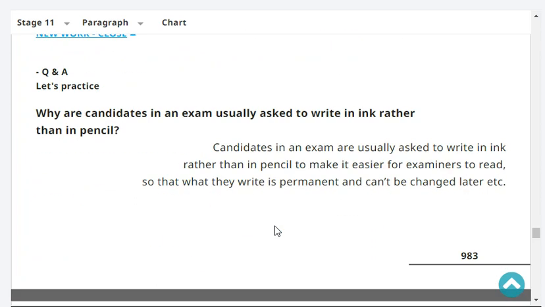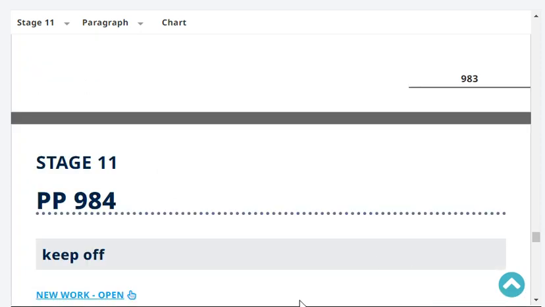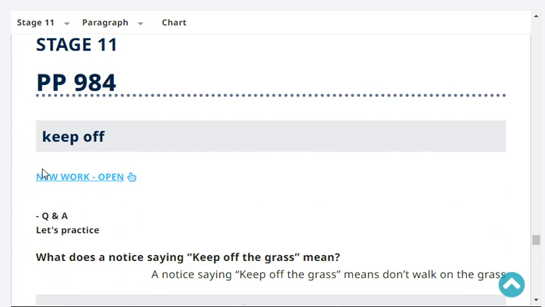Let's practice. Why are candidates in an exam usually asked to write in ink rather than in pencil? Candidates in an exam are usually asked to write in ink rather than in pencil to make it easier for examiners to read, so that what they write is permanent and can't be changed later, etc. Very good.